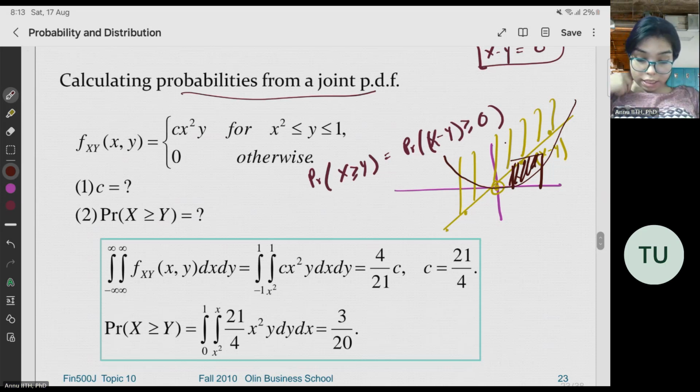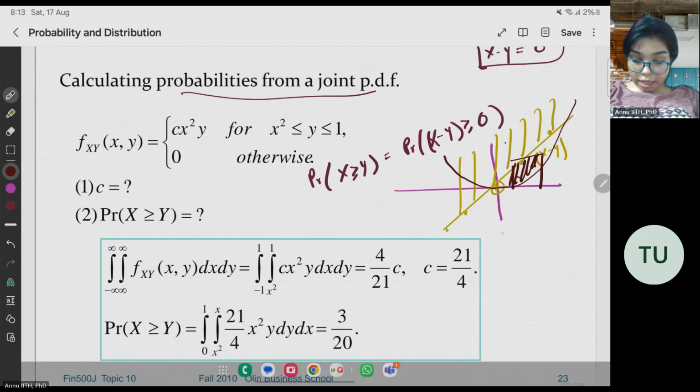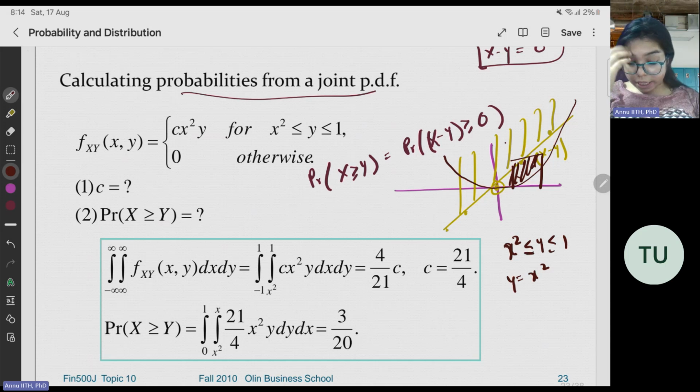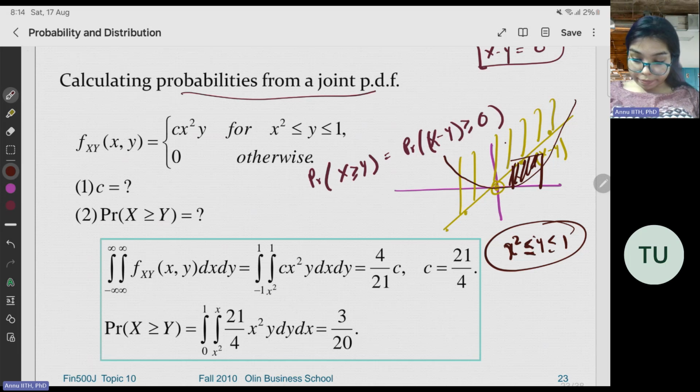Because x square equals to, let's say like this. So y is equals to x square, and it is less than or equal to, okay? So it is going from x square to 1. Again, I am calculating the y interval first. So y goes from x square to 1.